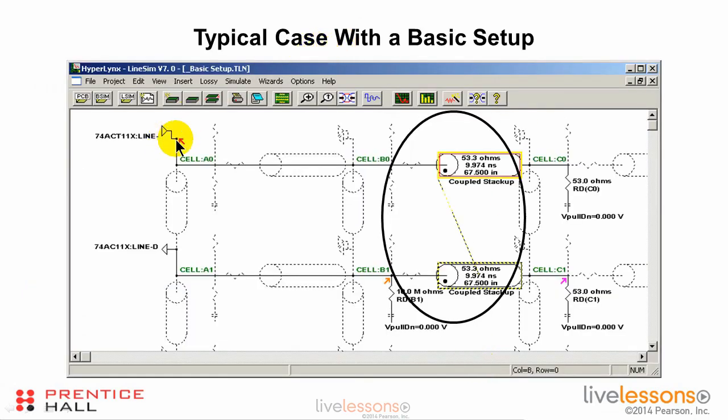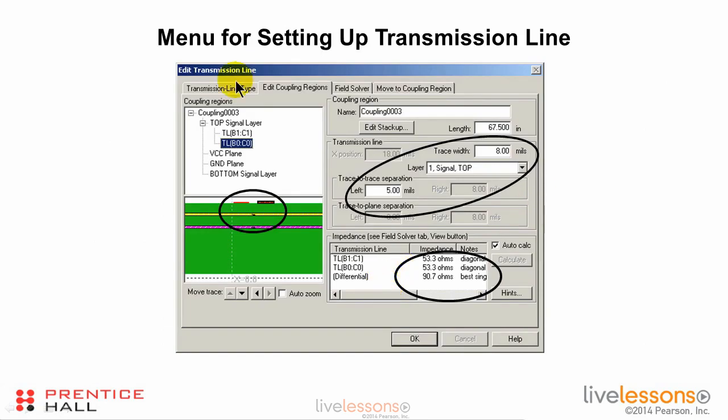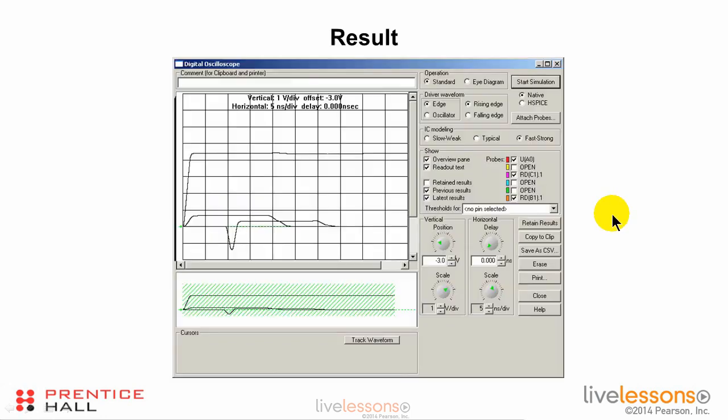Now, let's take a typical case. I've got a driver. I'm driving through a transmission line. I'm terminated here. I'm coupling into an adjacent trace. This is in a microstrip environment. I've got a 10 megohm resistor here so that I can hang an oscilloscope probe on it and look at the signal at that point. This shows the menu setup for setting up that transmission line. Here are my 2 traces. Here's the impedance of the 2 traces. I even get the differential impedance if I care and want it. There's the trace-to-trace separation. And here's the result of that simulation.